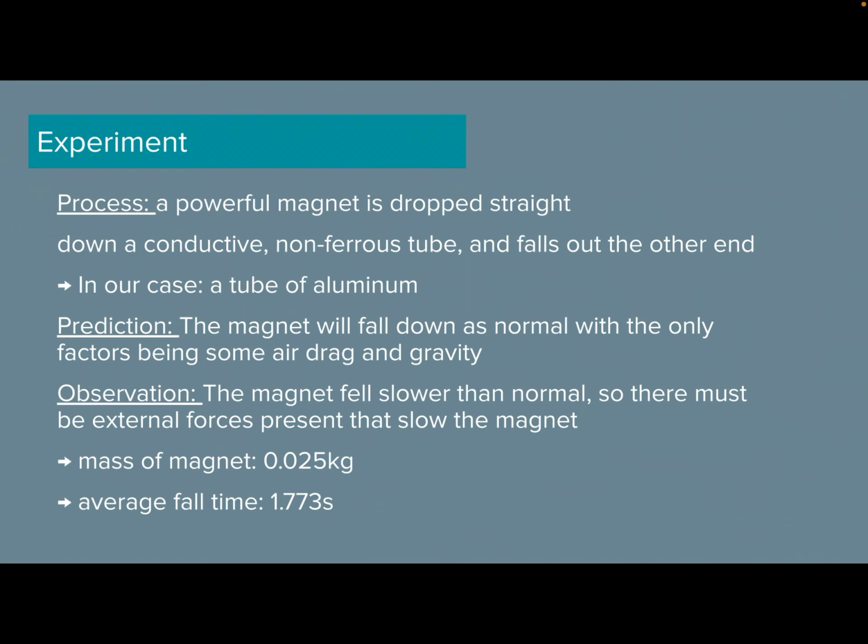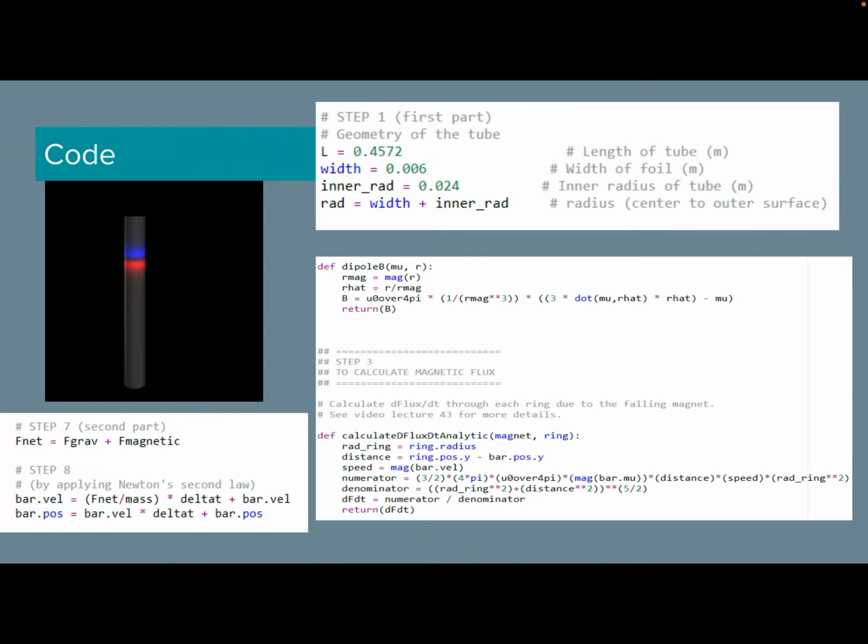The observation is that the magnet falls slower than normal, so there must be external forces present that slow down the magnet. The mass of the magnet is 0.025 kilograms, and the average fall time recorded was 1.773 seconds. Here's my code.